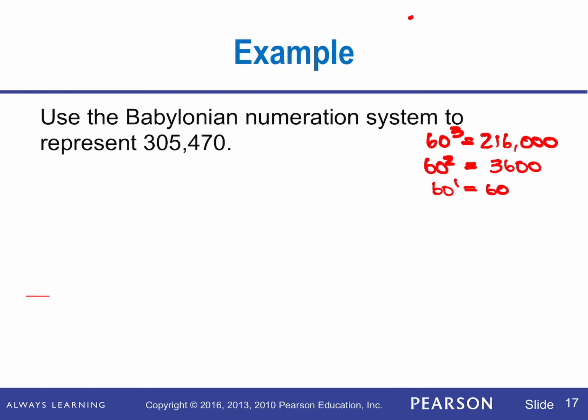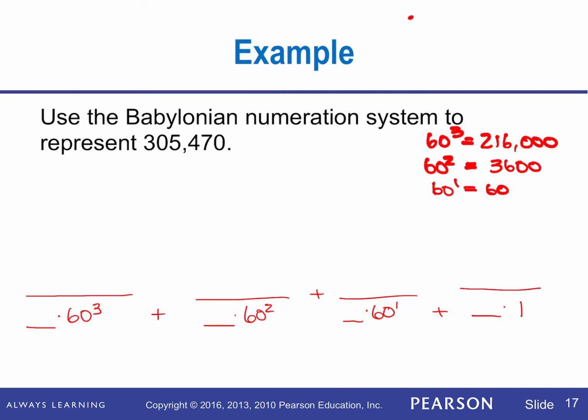Now what I want to think about is I need some number of 60 cubes plus some number of 60 squareds plus some number of 60 to the first plus some number of ones. And that's going to help me figure out my Babylonian notation. So the first thing I want to do is take 305,470 and ask how many times does 60 cubed, or 216,000, go into that? Well, that's only going to go in one time.